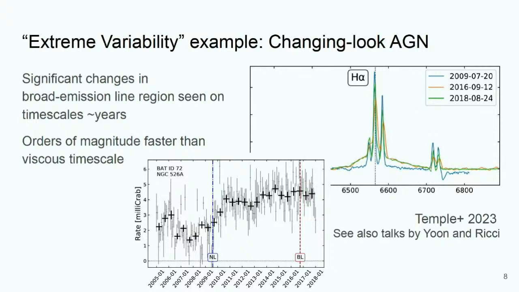timescales. Just to highlight for this object, we have the Swift-BAT light curve. So this is the 15 to 150 keV X-rays, where we're seeing that the narrow line epoch, back in 2009, corresponded to the lower flux in the X-ray light curve, and the broad line epoch came after the accretion rate had increased and the X-ray luminosity had increased.